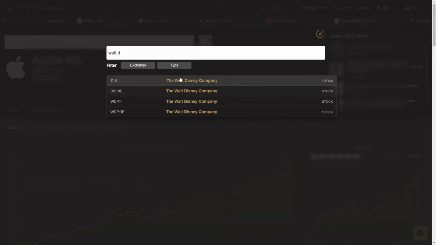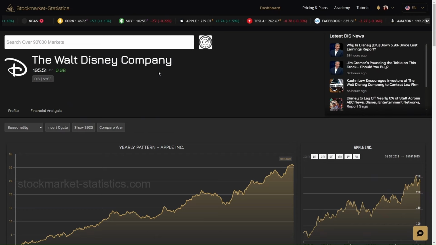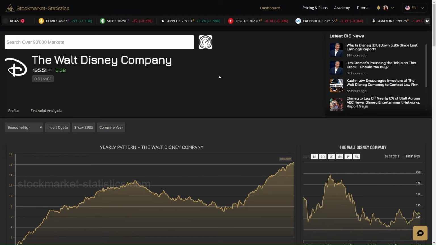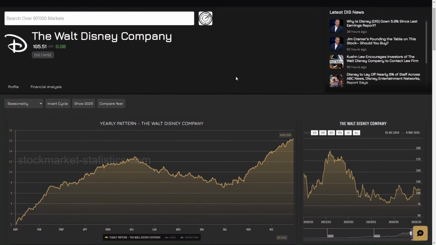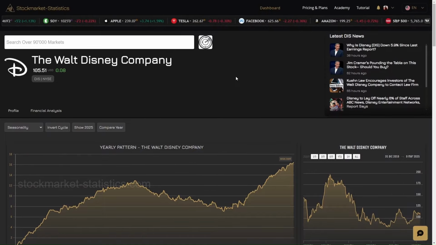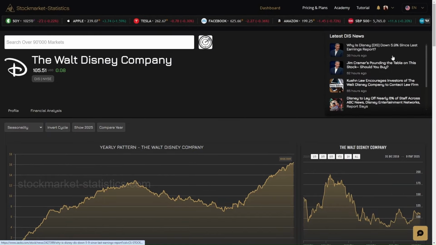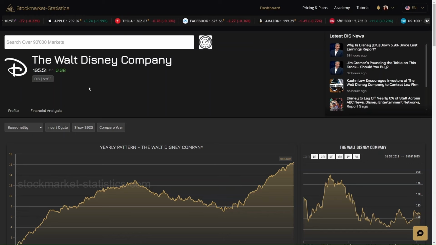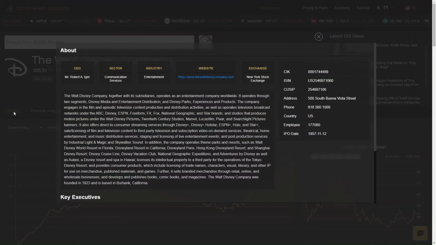By clicking on an entry, the system will automatically calculate all its statistics: seasonality, cycle analysis, special recurrences, daily and weekly performance, and more. On the right, you can stay up to date with the latest news released for the selected stock. With one click, you gain access to the company profile.